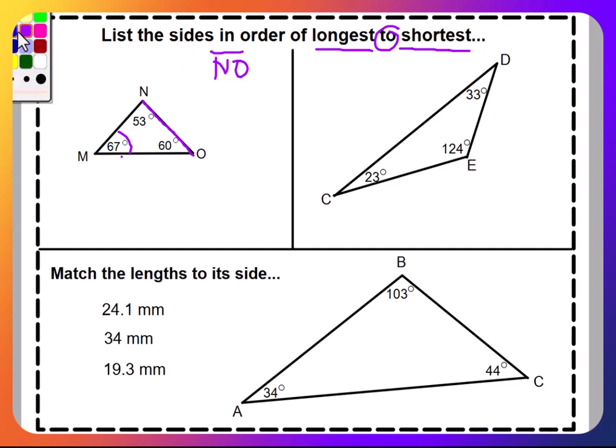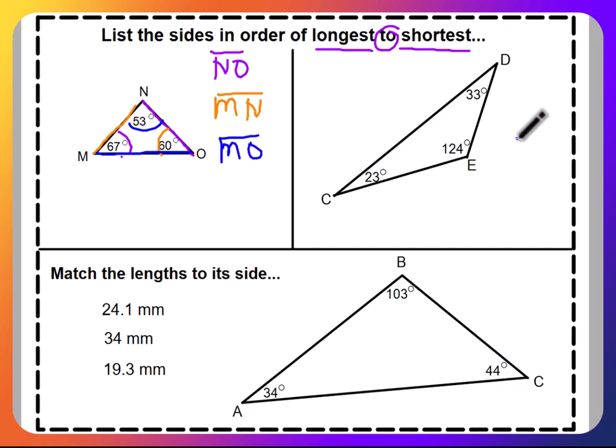Now let's go to the next one, the middle. The middle angle is this angle right here, angle O. So what side is opposite angle O? This side right here, not angle MN, line segment MN. And then lastly, we have the smallest angle, which is 53. What side is opposite that? Side MO. So segment MO is the shortest. Okay, so go ahead, pause the video, work the next two examples, and then come back and check your answer.